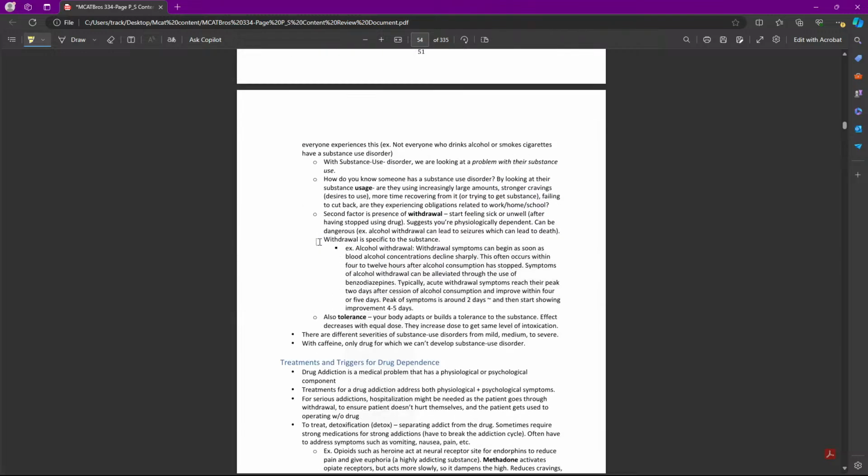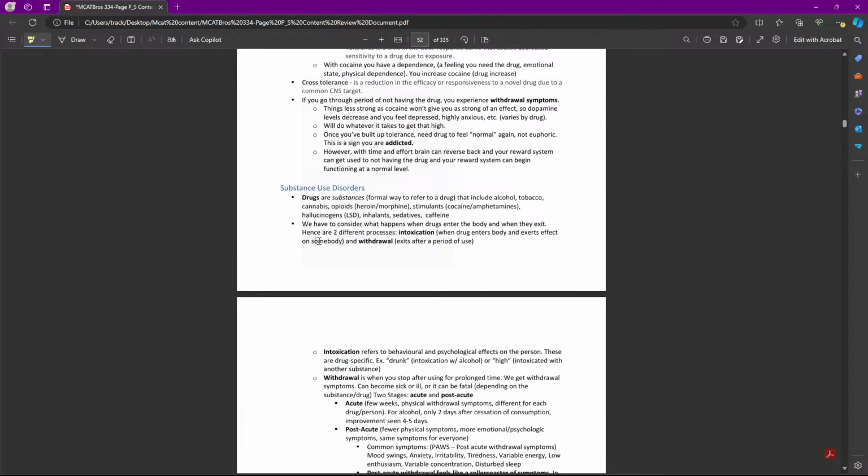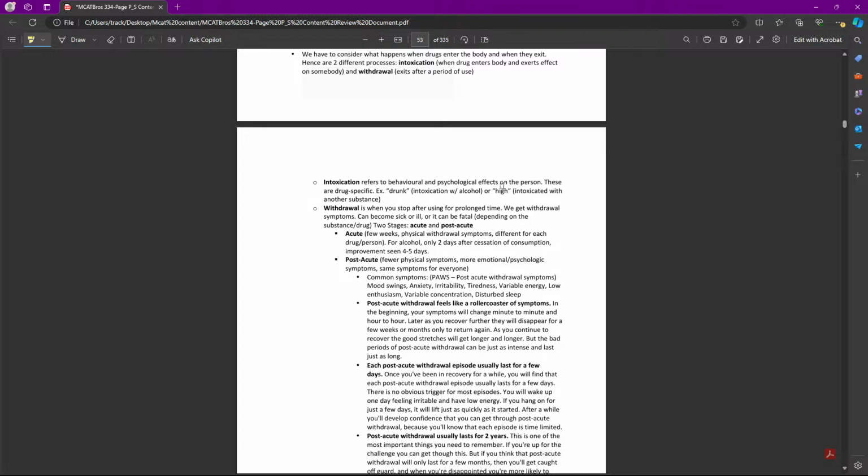Substance use disorders. Okay. Drugs are substances that include alcohol, tobacco, cannabis, opioids, stimulants. So anything that alters your psychoactive state. We have to consider what happens when drugs enter the body and when they exit. Hence, there are two different processes. Intoxication, where the drug enters the body and exerts effect on someone, and withdrawal, which exists after a period of use. Intoxication refers to the behavior and physiological effect on the person. These are drug specific. Withdrawal is when you stop using for a prolonged time. You get the opposite effect.